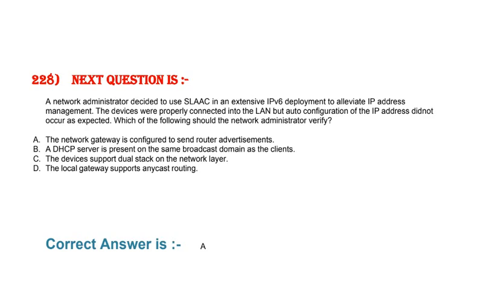Option A. The network gateway is configured to send router advertisement. Option B. A DHCP server is present on the same broadcast domain as the clients. Option C. The devices support dual stack on the network layer. Option D. The local gateway supports anycast routing. Correct answer is option A.